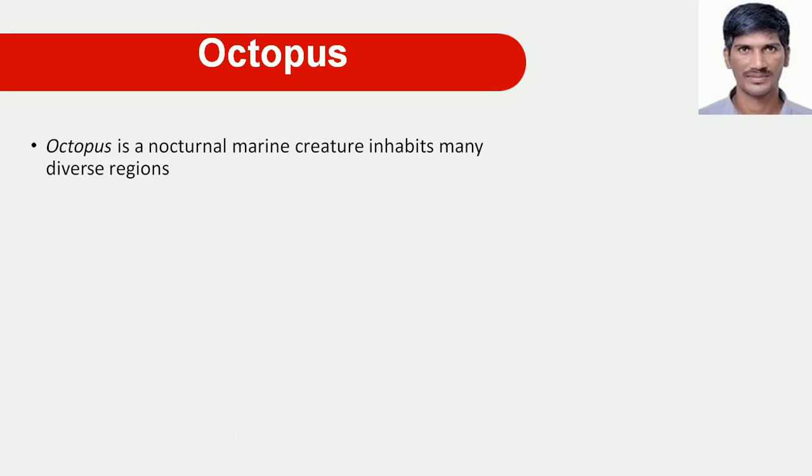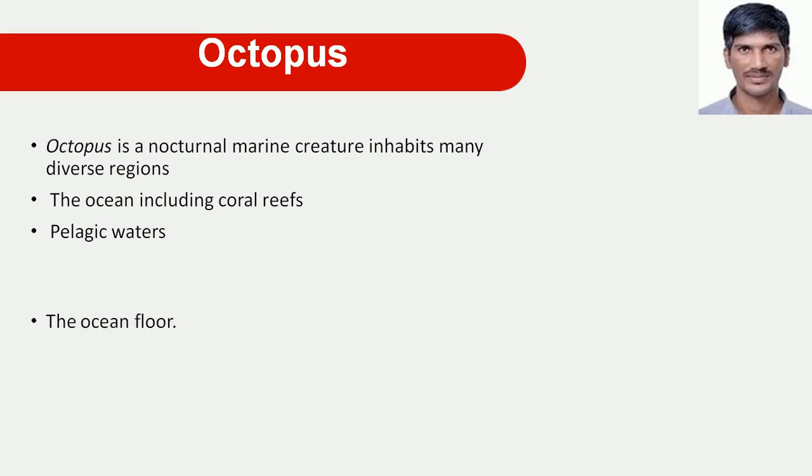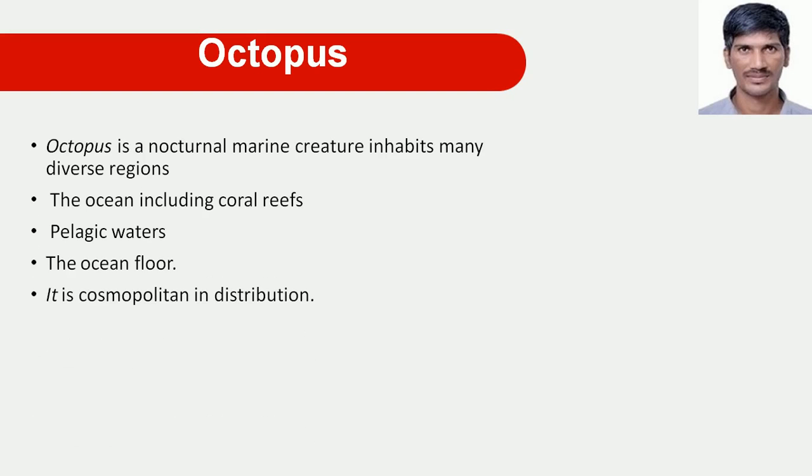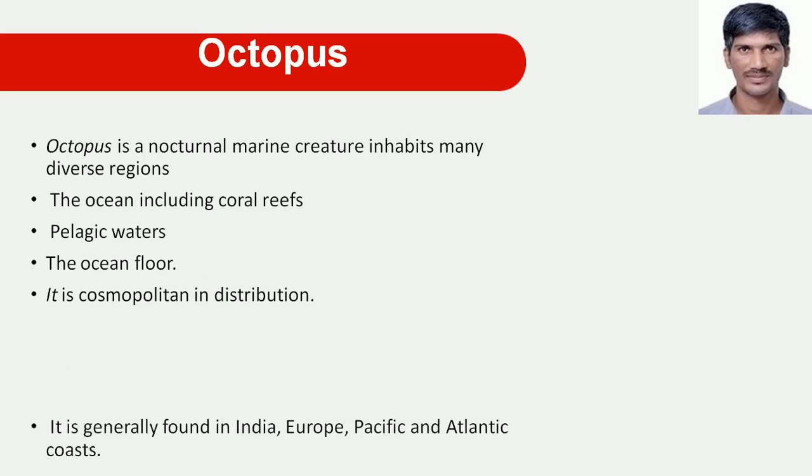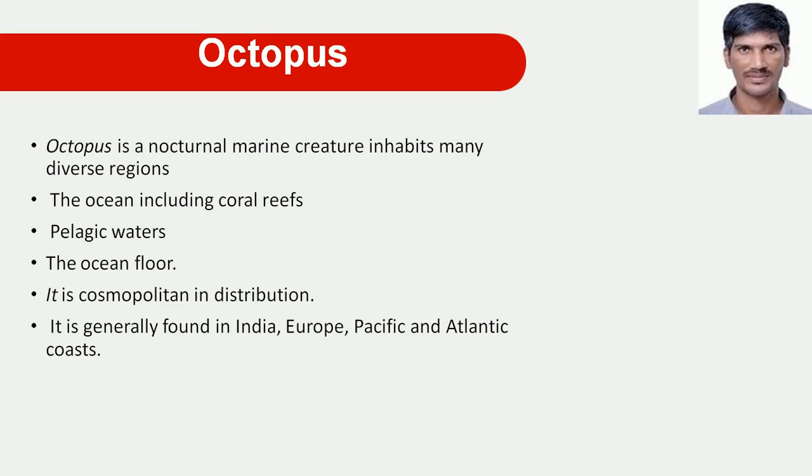The octopus is active at night, therefore it is a nocturnal marine animal, inhabiting diverse regions of the ocean, including coral reefs, pelagic waters and the ocean floor. The octopus is distributed all over the aquatic environments of the earth, therefore it has a cosmopolitan distribution. It is generally found in India, Europe and the Pacific.